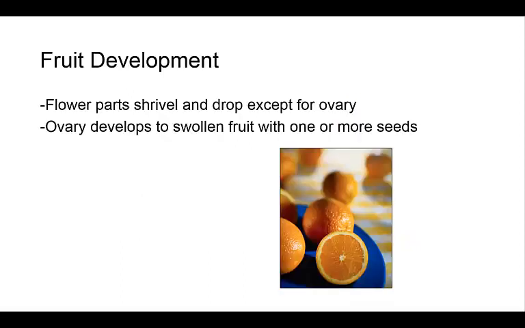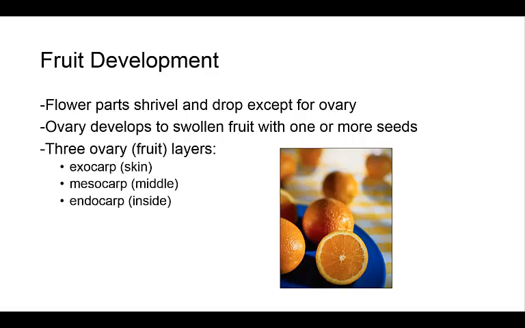So during fruit development, flower parts shrivel and drop, except for the ovary, and the ovary in many fruits develops to have a swollen fruit with one or more seeds, usually more than one. The ovary forms, in most cases, 3 fruit layers. There's the exocarp, which is the very outer skin. There's the mesocarp, which is the middle part of the skin. And then there's the endocarp, which is the inside.